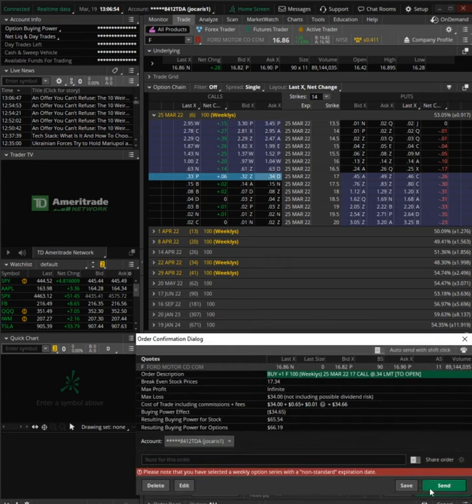When you click confirm here, it shows you that it would cost you $34 for the actual transaction, right? Because ultimately, we just bought one option of Ford with a strike price of $17, okay? And it costs us $34 to do that. Now, the maximum loss is there, $34.